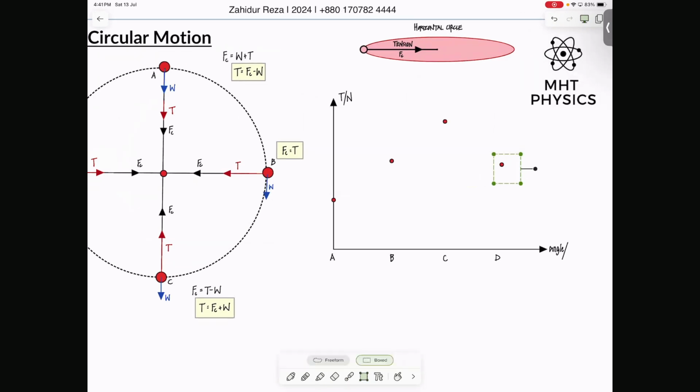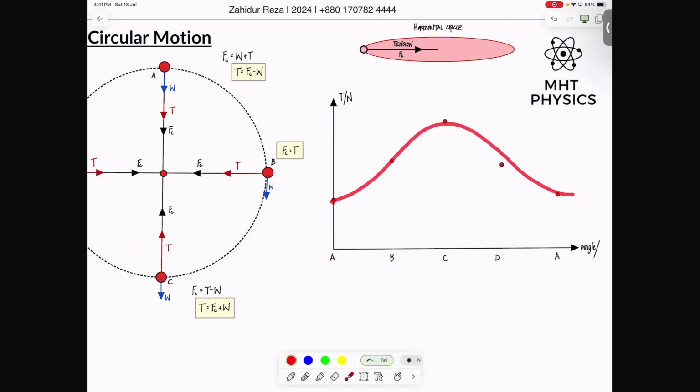So there's an A here again. At A, it's back to what? Lowest, right? If I join these points here, what kind of graph do you expect? No, this graph. It's negative cosine. Okay, let's do graphs first of all.